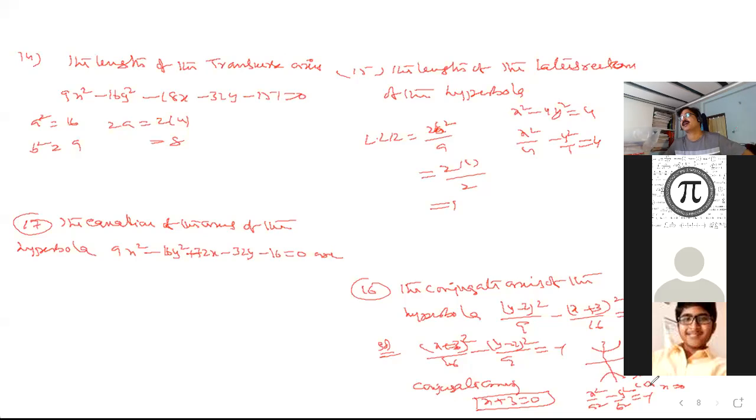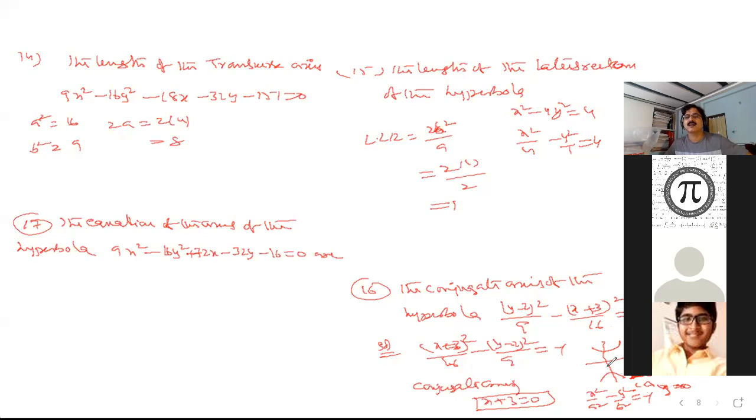This is absolutely wrong, guys. The transverse axis here is the opposite: the x axis, that is x is equal to 0, and the conjugate axis is y is equal to 0. That is for the hyperbola.